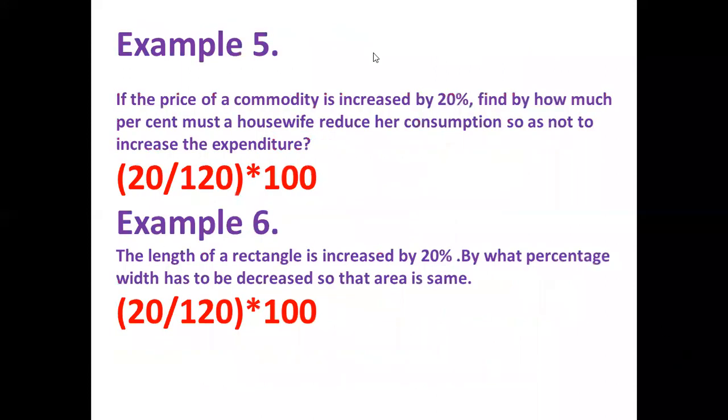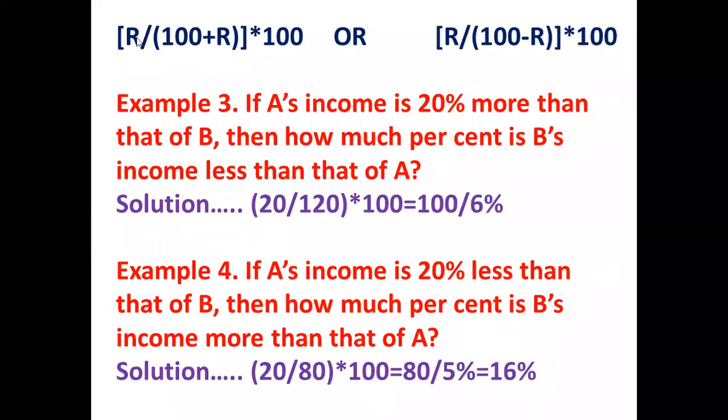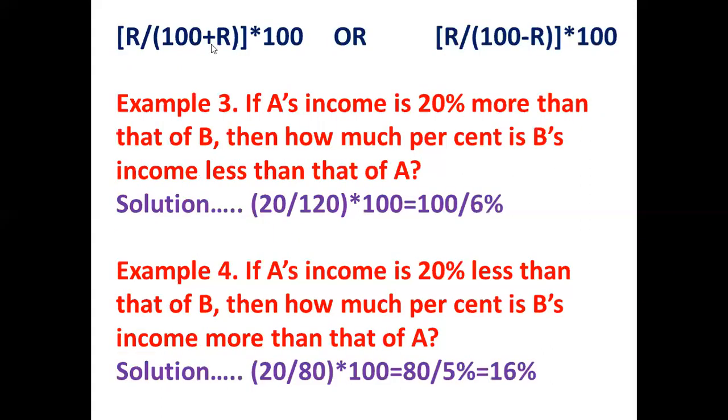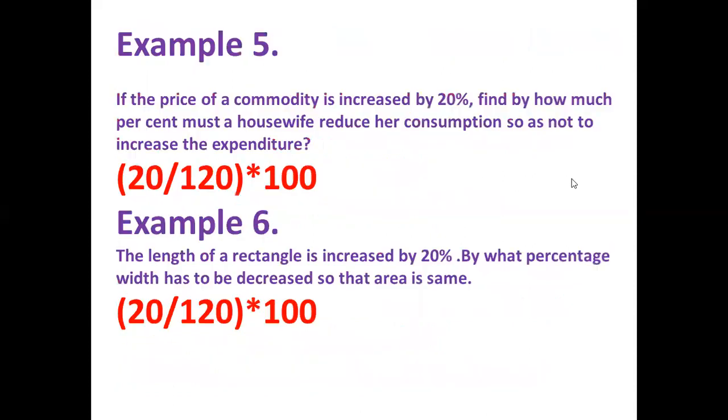In the same way, suppose there is one more example: if the price of a commodity is increased by 20%, find by how much percent a housewife must reduce her consumption so as not to increase the expenditure. If you look carefully, you can still use formula number 1. Price of a commodity is increasing by 20%, so you can take R as 20%. R upon 100 plus R, 20 upon 120 into 100.